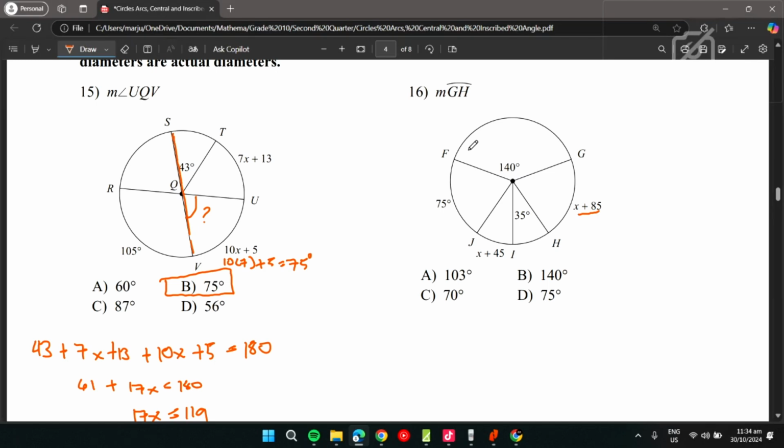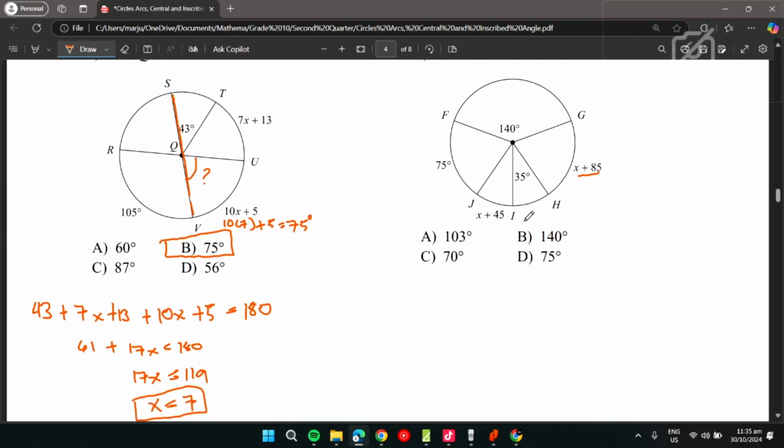Actually, sum lahat niyan. Yeah, alright, very good. Sum lahat ng angle is 360. So, meaning to say, everything when added will give you 360, right? So, we'll do that. Pakita lang natin yung solution, alright? Para sa iba. So, again, meron tayong 140 plus x plus 85 plus 35 plus x plus 45 and then plus 75. Again, itong lahat will give us 360 because again, this is the entire circle.